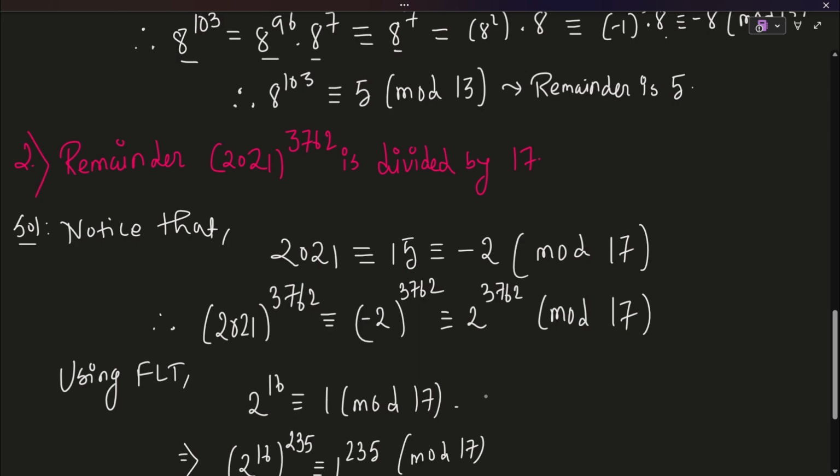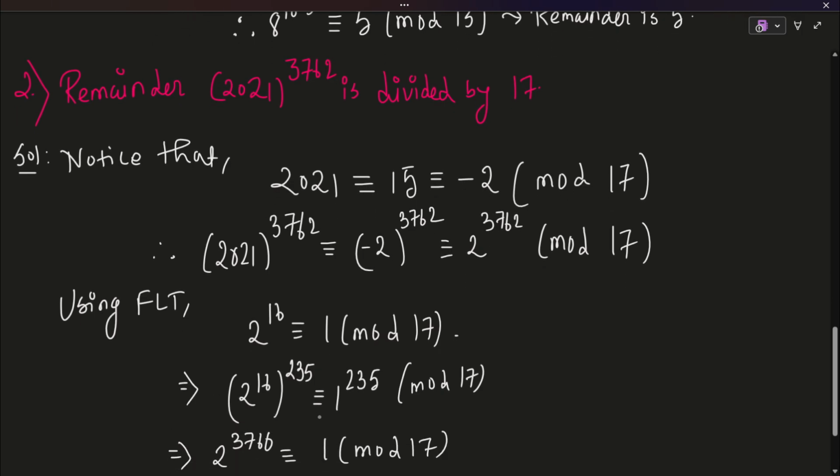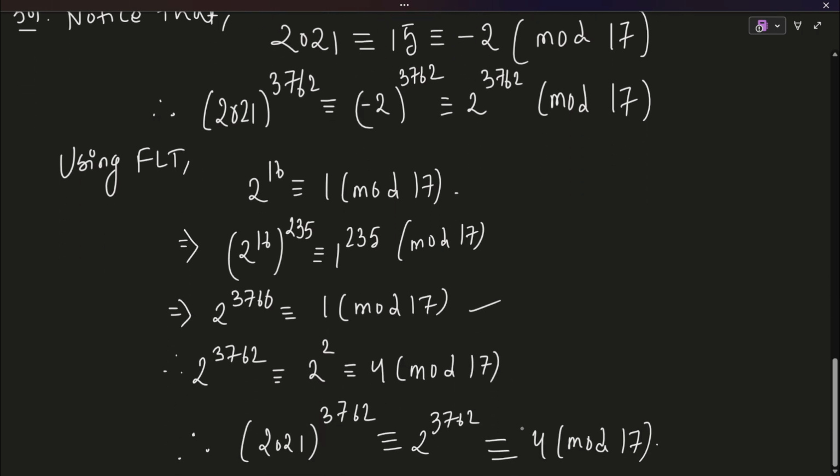Now, using FLT on 2 and 17 again, you get 2 to the power 17 minus 1, which is 16. And now we need to go as close to 3762 as possible. You will see that 235 is the closest multiple, which produces 3760. And we exponentiate that on both sides. So therefore, 2 to the power 3760 is 1 mod 17. And you are done with the answer, because if you multiply by 2 square on both sides, you will simply get this thing is congruent to 4 mod 17. And this thing itself was congruent to the actual answer, which means the actual answer leaves a remainder of 4 on dividing by 17. You see how easy it is to use these modular arithmetic techniques to find out remainders.